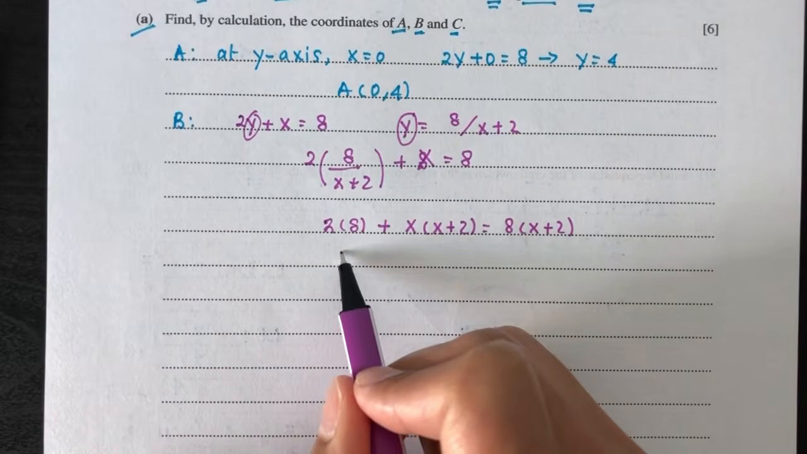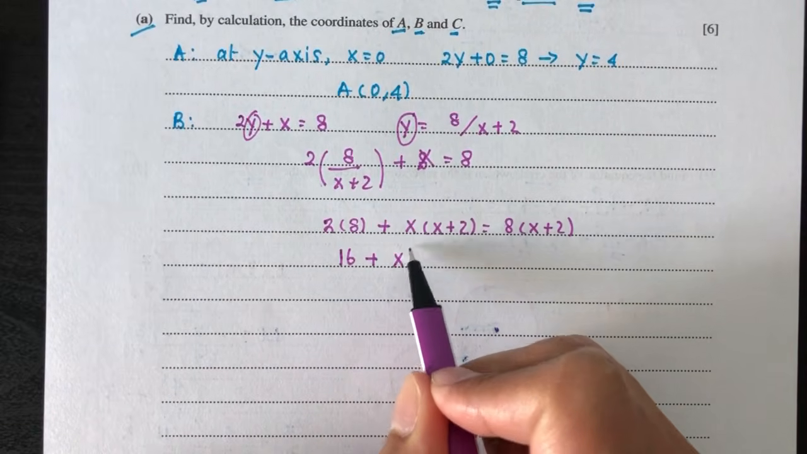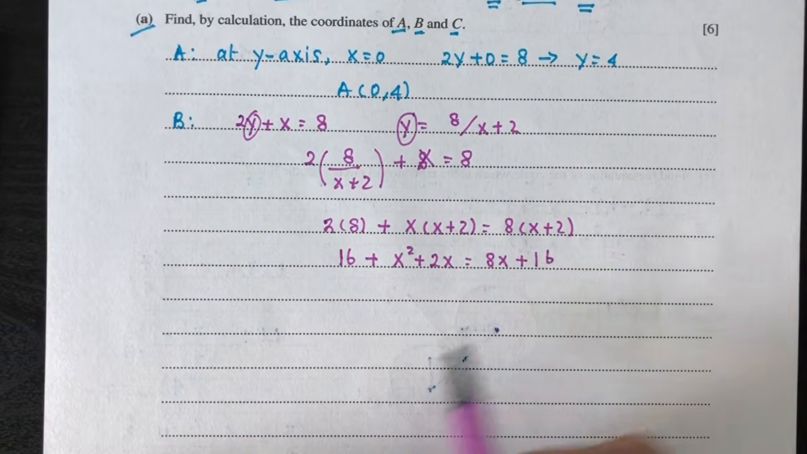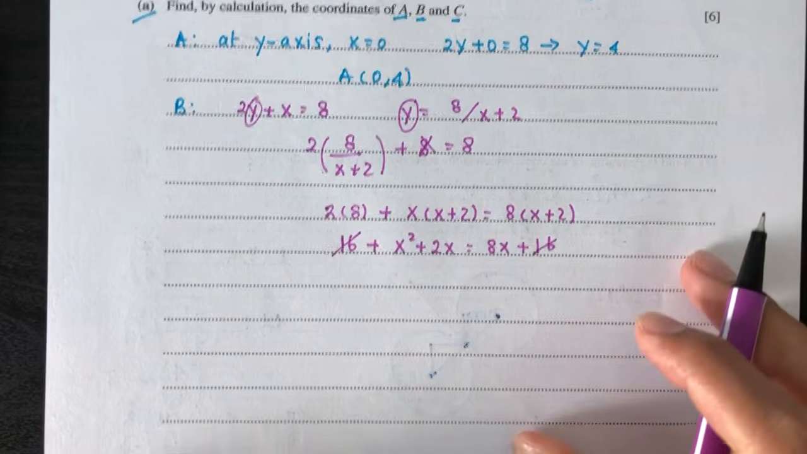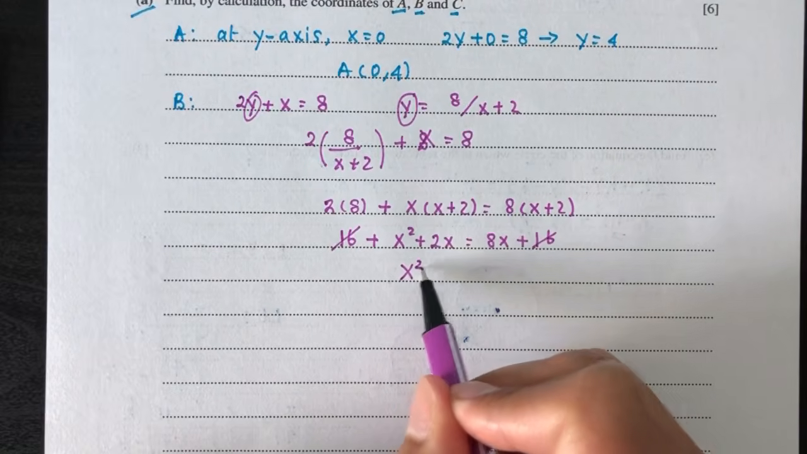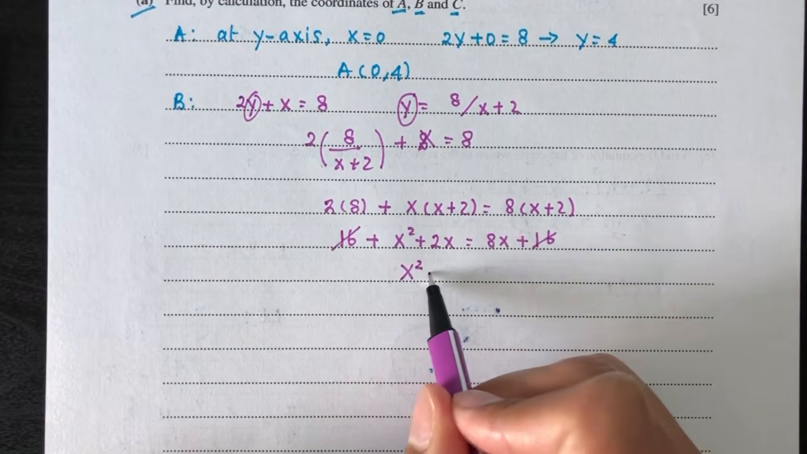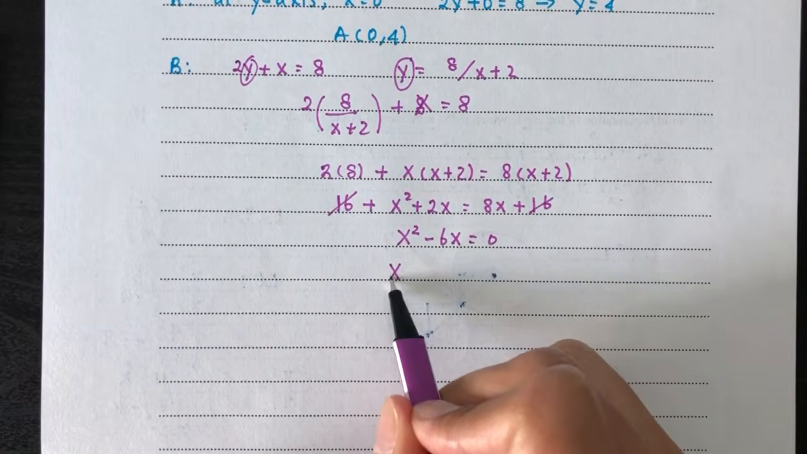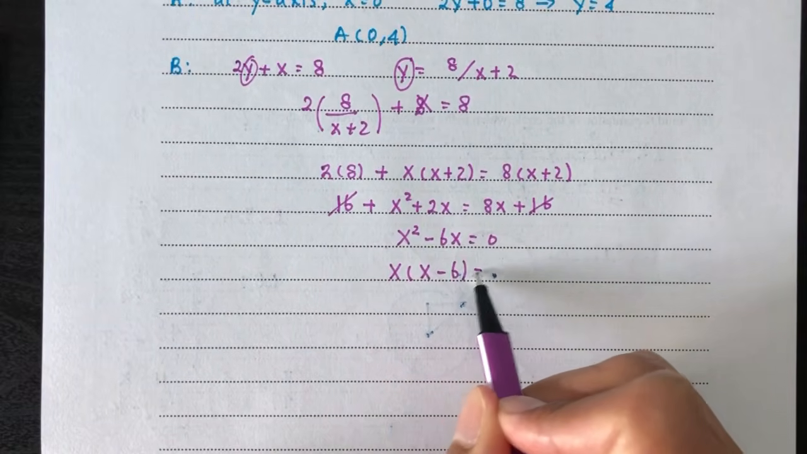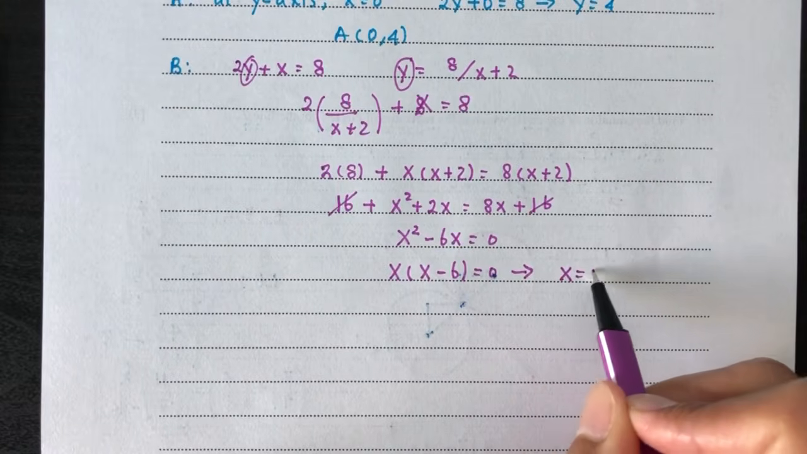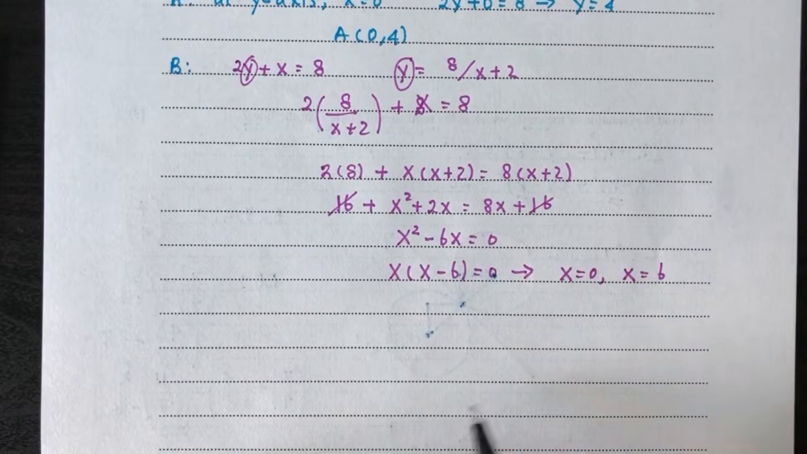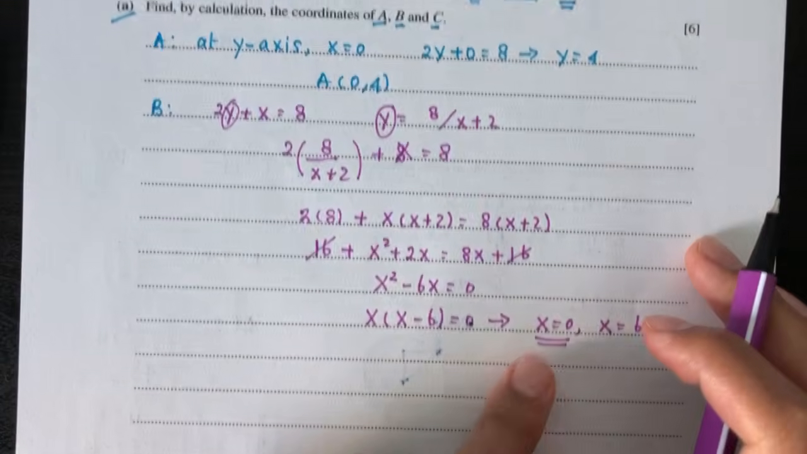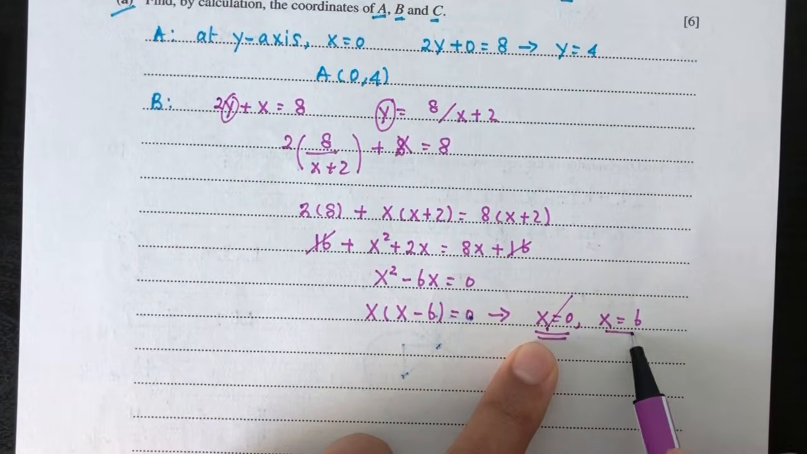Now expand, you will have 16 plus x squared plus 2x equal to 8x plus 16. 16 on both sides goes away. So you will have x squared plus 2x minus 8x, which is minus 6x, equals 0. Now if you solve this, you will see the value of x. You can factorize equal to 0. So x becomes 0 or x becomes 6. So this one we have found already. As you can see, they also meet here at point A, which is this one. So we don't need this one, we just need this one.